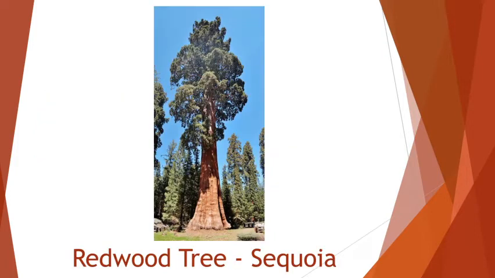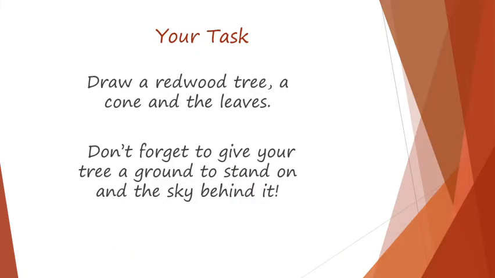This week, we're going to be drawing a redwood tree. These are called sequoia trees. They're huge. This is even bigger than the oak tree that I showed you last week. Now, we don't have a lot of them in Georgia. They're mostly out on the West Coast in California and places like that. We're going to be drawing today a redwood tree, the cone, and the leaves from the redwood tree. Don't forget, we're going to give our tree a ground to stand on and the sky behind it.